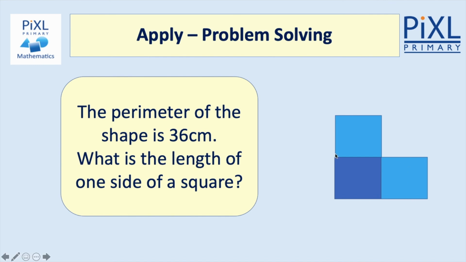So it would be best if we counted our sides. So we'll start off with the side on the top. So we've got 1, 2, 3, 4, 5, 6, 7, 8. So the perimeter of this whole shape is 36 centimetres, and we have 8 sides of our square. So we need to do 36 divided by 8.